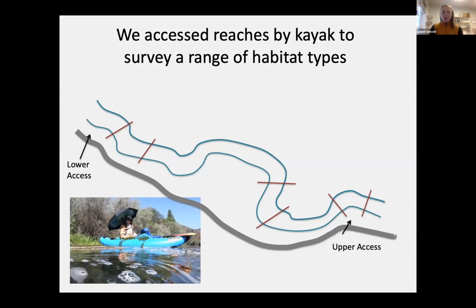We accessed each reach, which was around 1 kilometer to 4 kilometers long based on access, by kayak. And we did this so that we could really access transects throughout the river and make sure we're hitting a really representative range of habitat types. So we have 6 transects in each of our reaches. We split those transects into 11 evenly spaced quadrants, and we're surveying the benthic substrate of each of those quadrants. So we end up surveying up to 66 quadrants per sampling reach.